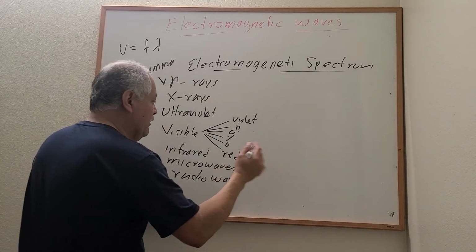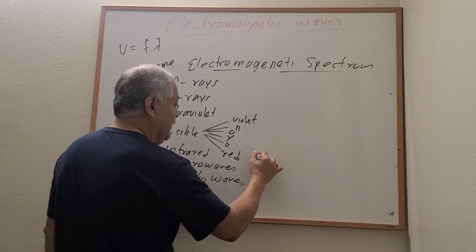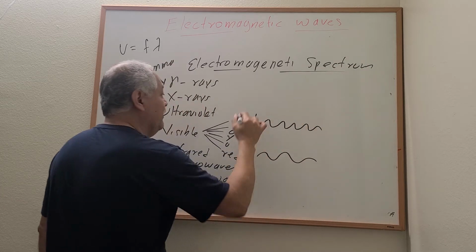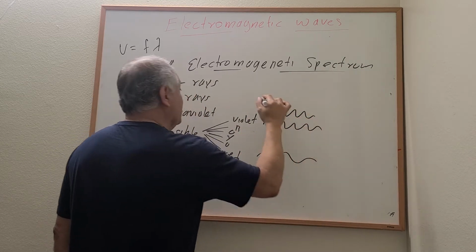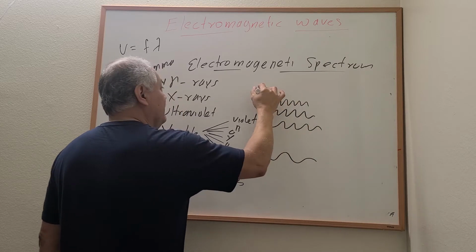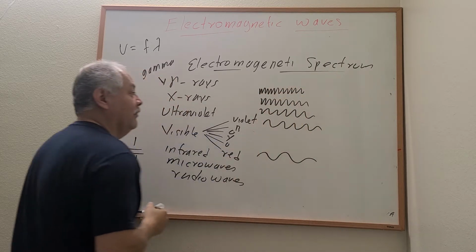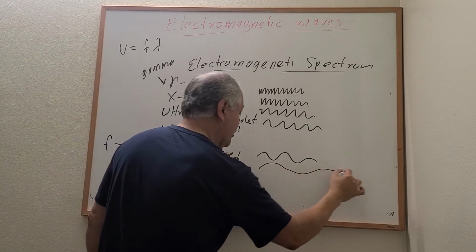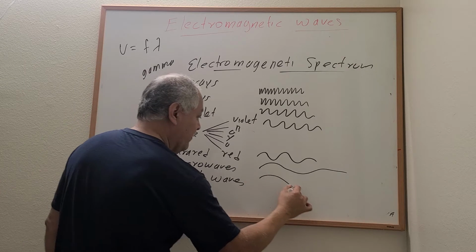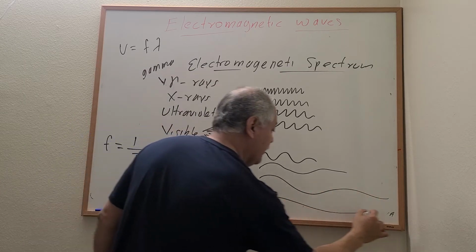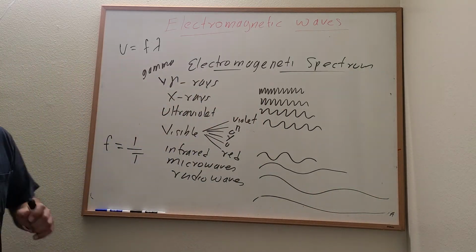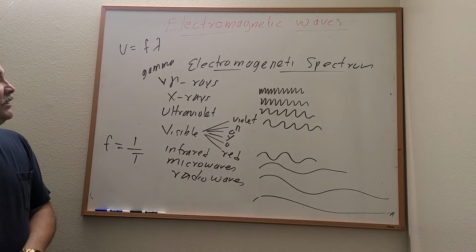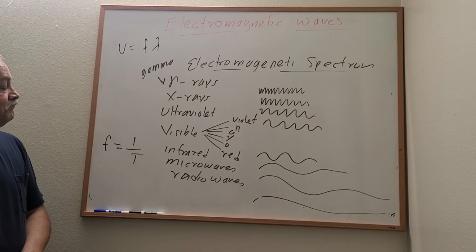If this is the visible, imagine this is the red wave. It's gonna be the violet, the ultraviolet, the X-rays, the gamma rays. And we're going down, and the wavelength increases for the infrared, for the microwave, and for the radio waves. Radio waves. Got it? So this is again the electromagnetic spectrum.